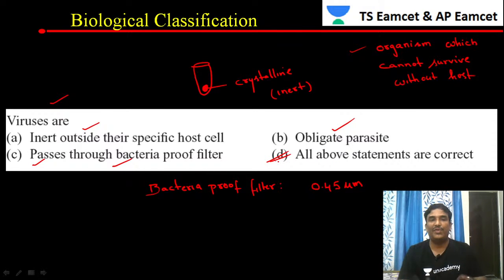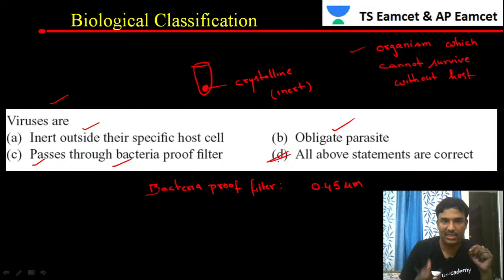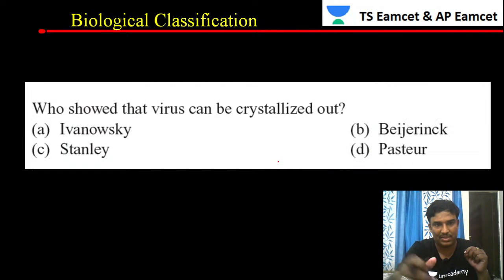Virus is no doubt inert outside a specific host. It is an obligate parasite, because the organism cannot survive without a host. Here also the virus cannot survive without a host, so it is called an obligate parasite. And it can also pass through a bacteria-proof filter because the bacterial filter pore size is 0.45 microns, so it can pass through the filter. So we'll go for option D as the answer, because all the options are correct in this case.